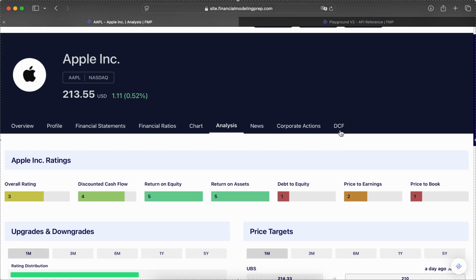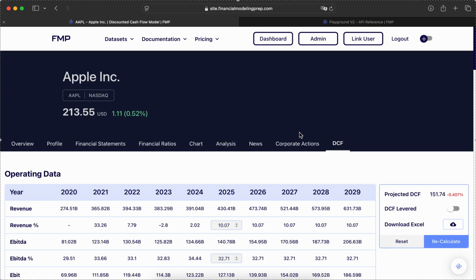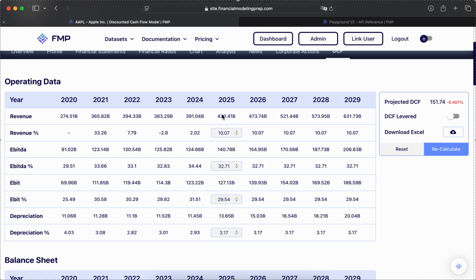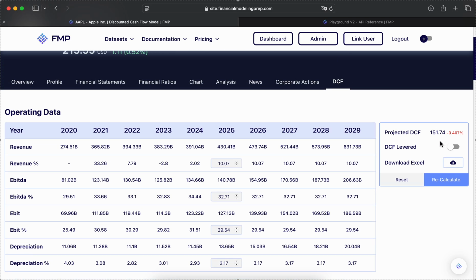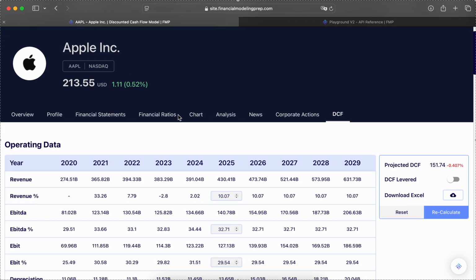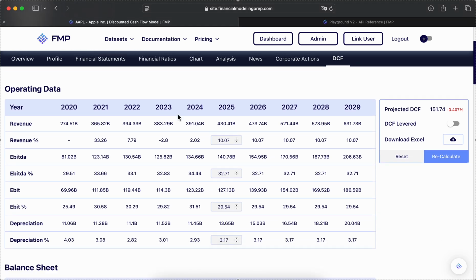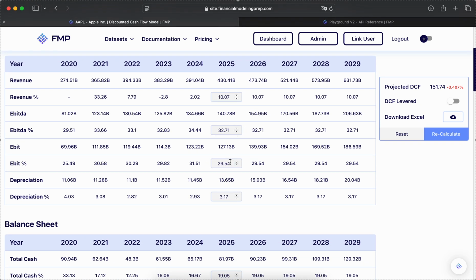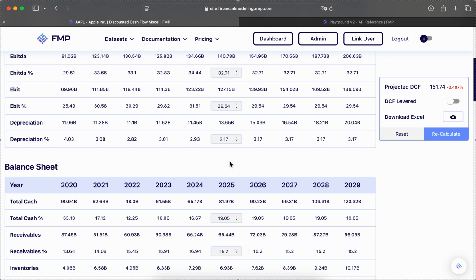Then you can see the DCF model. This is very important. DCF calculates the stock target price. So based on these assumptions, the projected stock target price according to the DCF valuation model is 151. Current price is 230, which means that the stock is overvalued. But you can customize this. As you can see, there is a table where you can put your custom numbers so that this target price will be lower or higher depending on your assumptions.